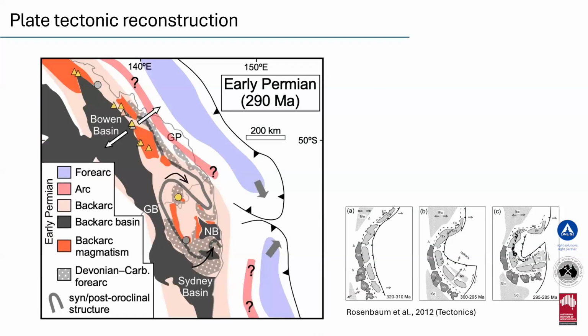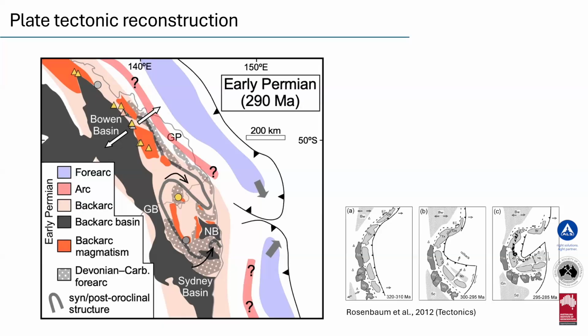Moving to the early Permian, this is when the oroclines form. We envision that they form by asymmetric retreat, something a bit similar to what we see in the central Mediterranean, for example, or eastern Indonesia. And we formed the oroclines during that period.